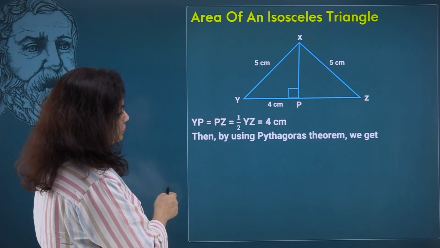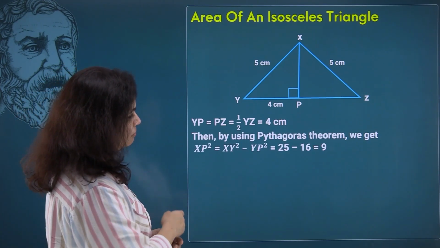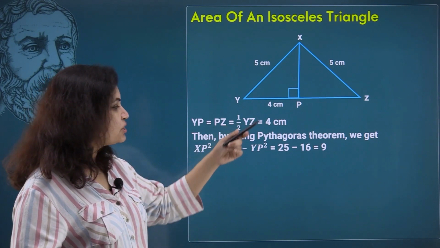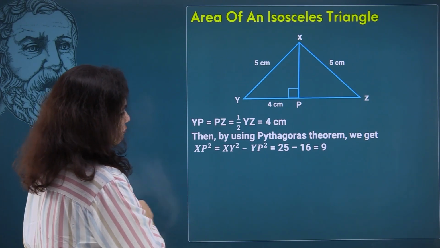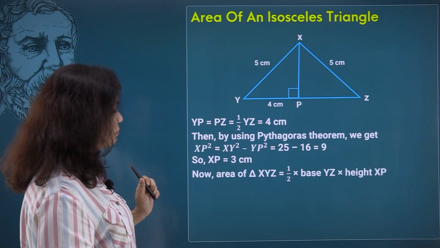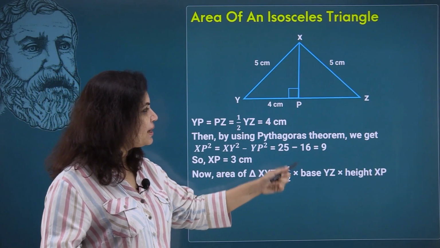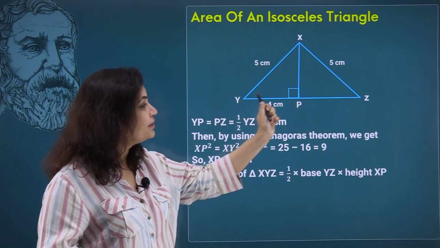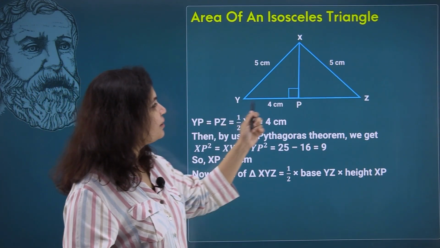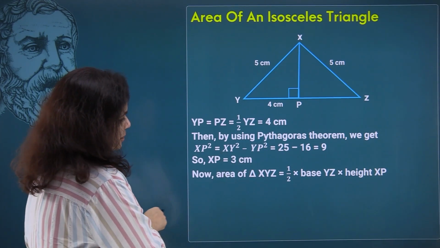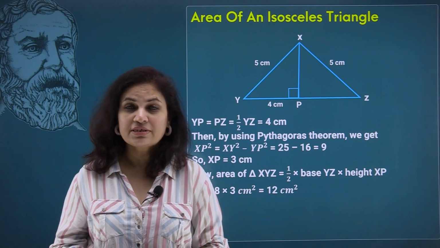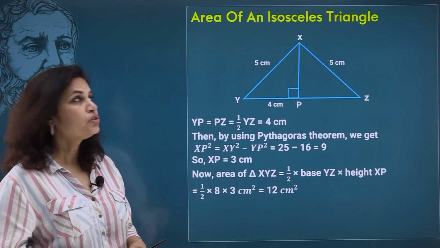Using Pythagoras theorem, we will have XP square equal to XY square minus YP square, which will ultimately give me XP as 3 centimeter. Now, using half into base into height, the base of the triangle is 8 centimeter and the height we have just calculated is 3 centimeter, and hence the area of the triangle becomes 12 centimeter square.